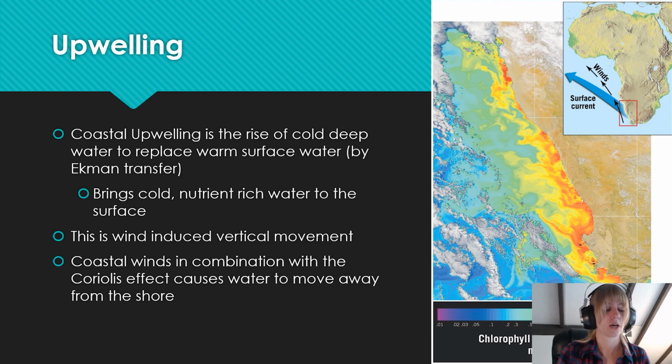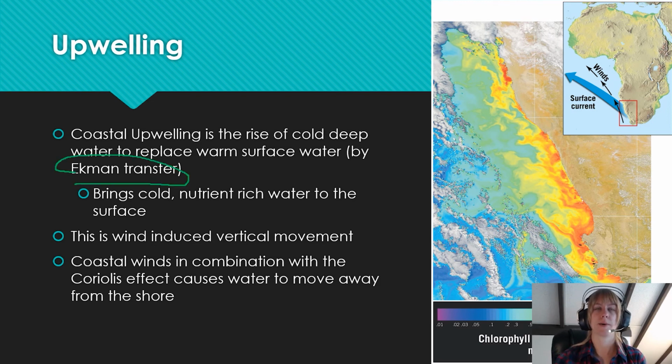Algae grows. And it is pretty chilly, so it will make sure that algae blooms don't exactly happen, but it's got a lot of nutrients in it that different organisms need. So remember, the wind induces vertical movement, and coastal winds in combination with the Coriolis effect will cause this water to move away from shore, which is the Ekman transfer.